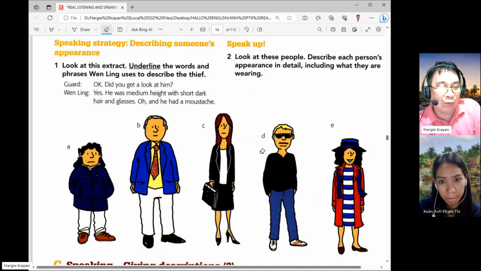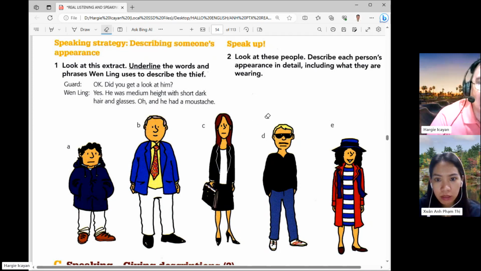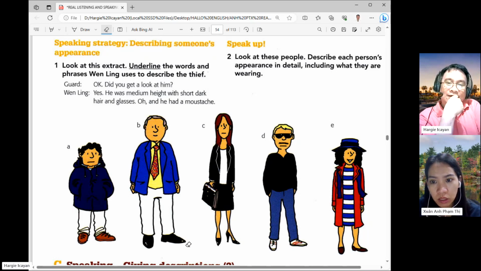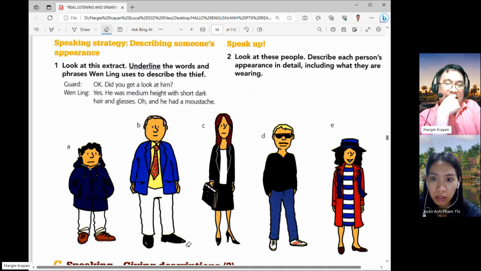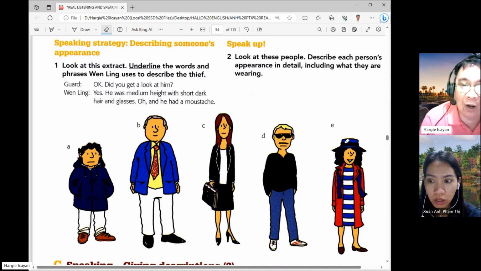We already described letter D. What about letter E? She is medium height. How old is she? Maybe she is in her 50s. She has shoulder length, curly, dark black hair. She wears a blue hat, a combination of blue and black, with a scarf.